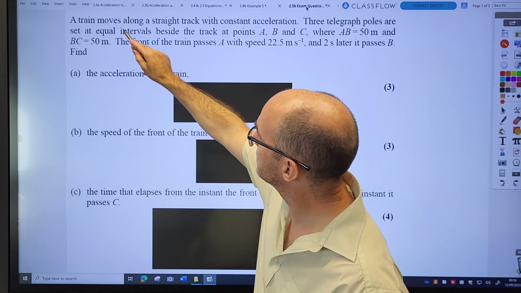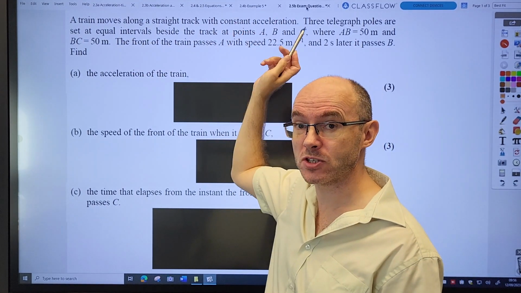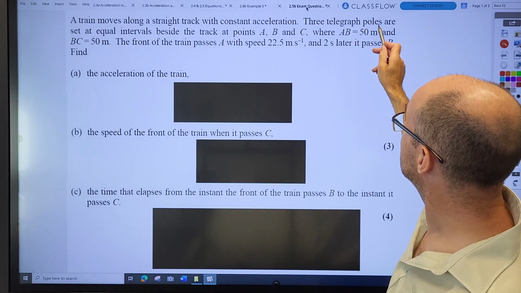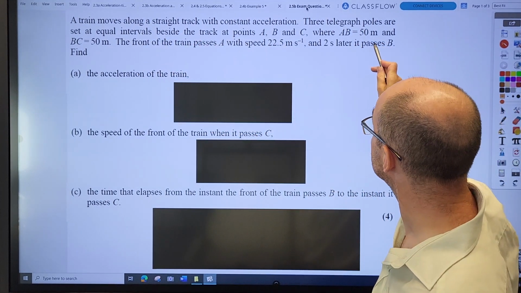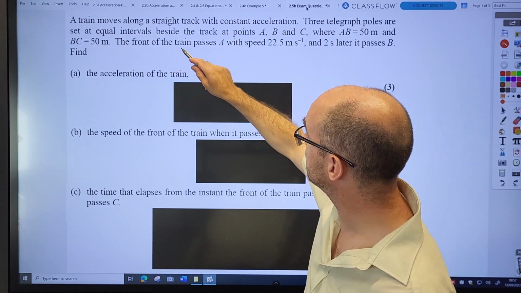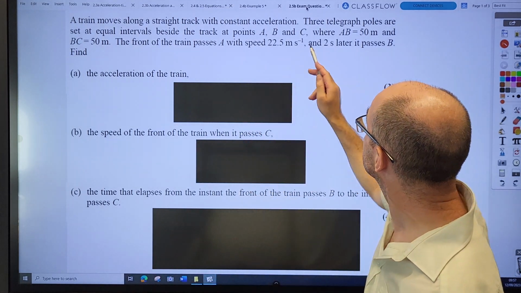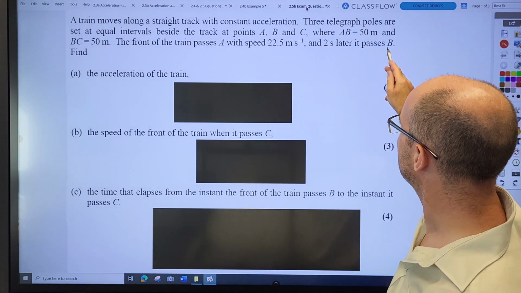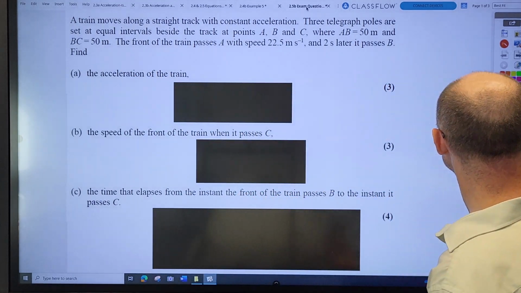So a train moves along a straight track. Again, what I said about the constant acceleration. Three telegraph poles are set at equal intervals beside the track, points A, B and C. AB is 50 metres, BC is 50 metres as well. The front of the train passes A at speed 22.5 metres per second, and 2 seconds later it passes B. Find all of these. A lot going on.